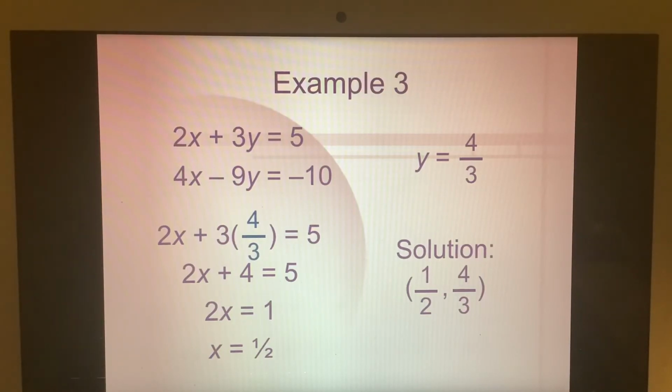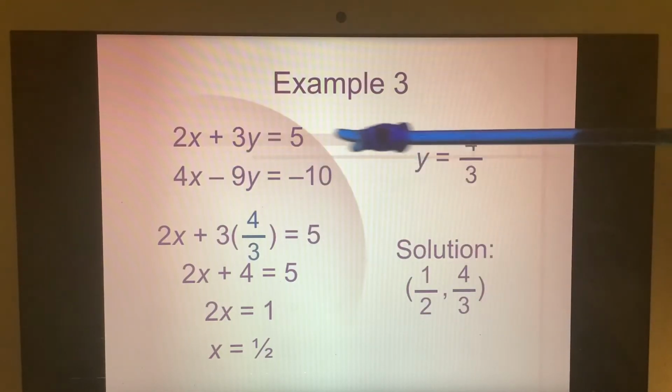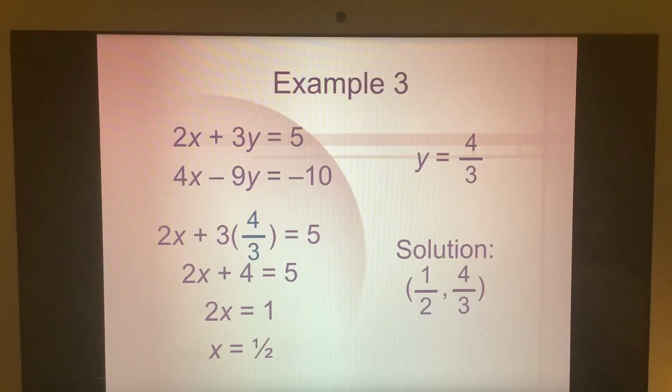And if you want, you can test it out. Plug them back into the equations here. 2x, 2 times 1/2 plus 3 times 4/3, and that'll give you 5. Then same thing with this equation, and that should work.